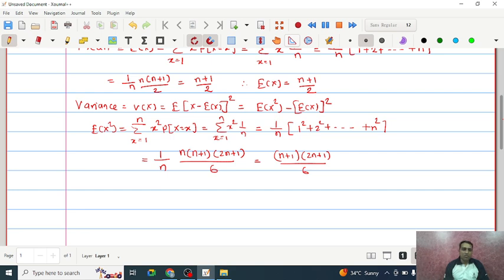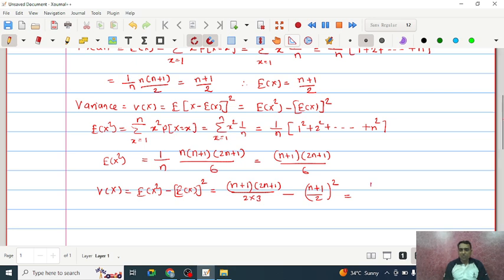This is the answer of which term? Expectation of x square. But we are interested in variance of x. Variance of x has the formula expectation of x square minus expectation of x whole bracket square. So expectation of x square we already calculated, that is n plus 1 into 2n plus 1 divided by 6. We write it as 2 into 3, minus expectation of x we calculated, that is n plus 1 by 2, whole bracket square. So we can take n plus 1 by 2 common. Now what is remaining? 2n plus 1 by 3 and 1 into n plus 1 by 2 will be remaining.